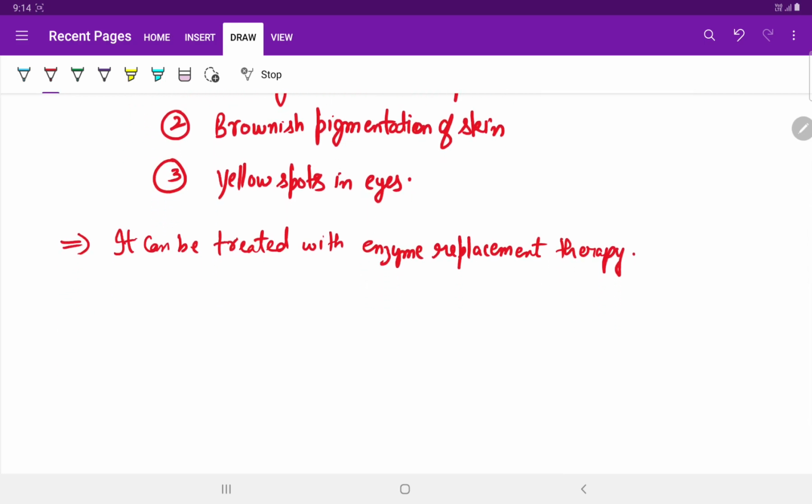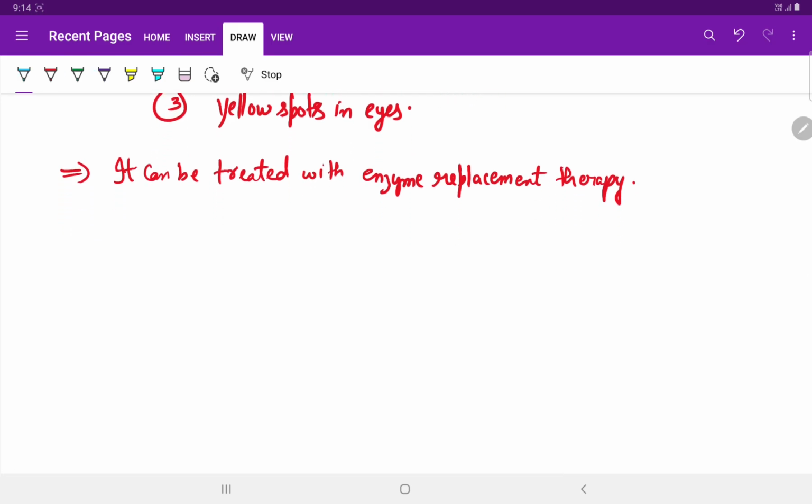The next disease is Tay-Sachs disease. Now the second one, that is Tay-Sachs disease. So what is this? It is the oldest medically described lipid storage disease or lipidosis. It is a common hereditary disorder caused by deficiency of enzyme hexosaminidase.